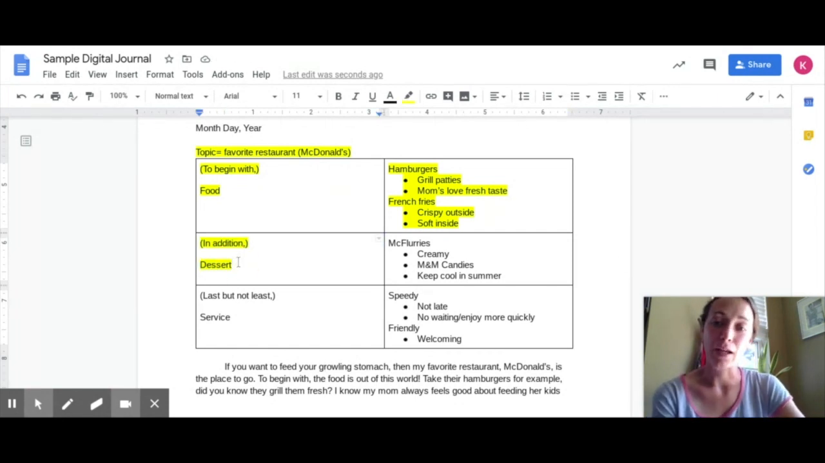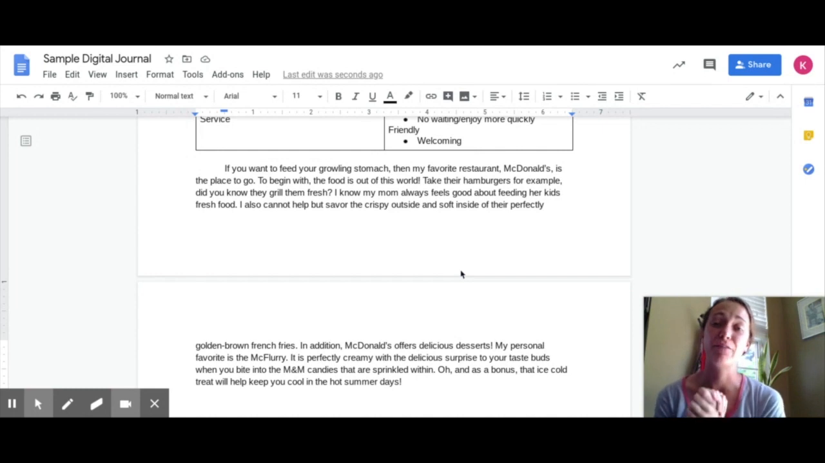The next thing I'm going to be writing about are my details for my second big idea. My second big idea was dessert, and my details are all about their McFlurries. So I'm going to come up with a sentence or two, maybe three, about McFlurries and why they're so wonderful. I chose to write 3 sentences about McFlurries because I just love McFlurries so much. I had a lot to say about them. So here are my sentences that I came up with. "My personal favorite is the McFlurry. It is perfectly creamy with the delicious surprise to your taste buds when you bite into the M&M candies that are sprinkled within. Oh, and as a bonus, that ice-cold treat will help keep you cool on hot summer days."